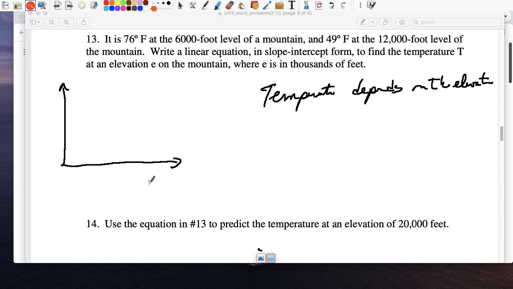So elevation is going to be here and the temperature is going to be here. So let's see, we're going by 6,000 feet, 12,000 feet. It says at 6,000 feet, the temperature is 76. Here's the point. And then at 12,000 feet, the temperature is a little lower. It goes down.